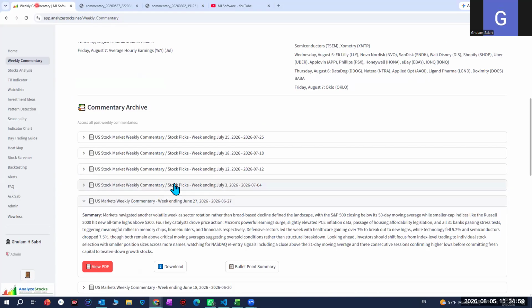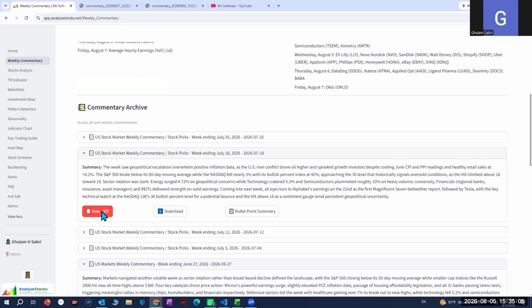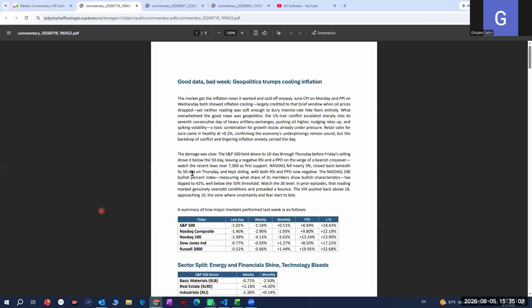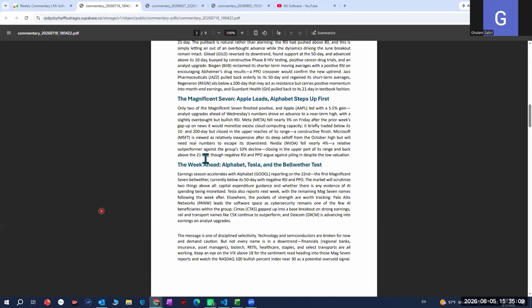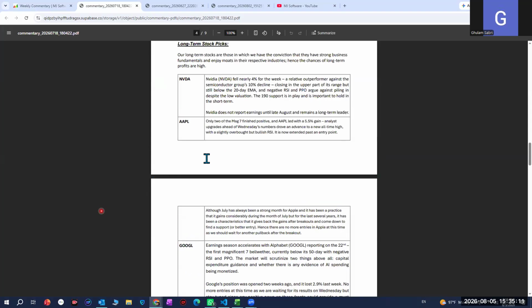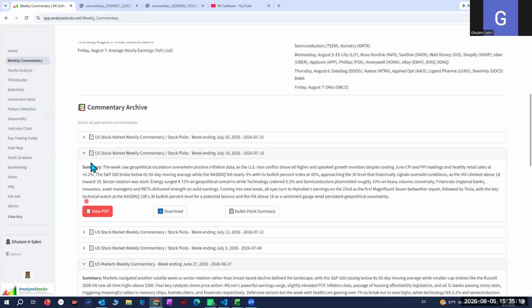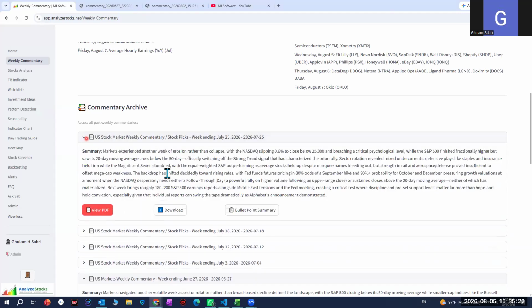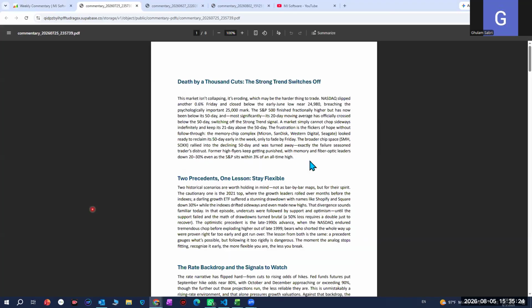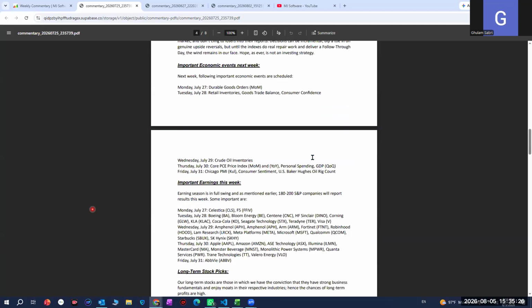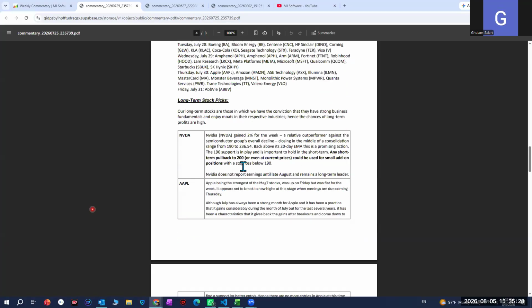This one maybe. July 20. This one. This is July 18th. No, not this one. Close it down. I think this one. This one. Previous week. So we mentioned here about NVIDIA.